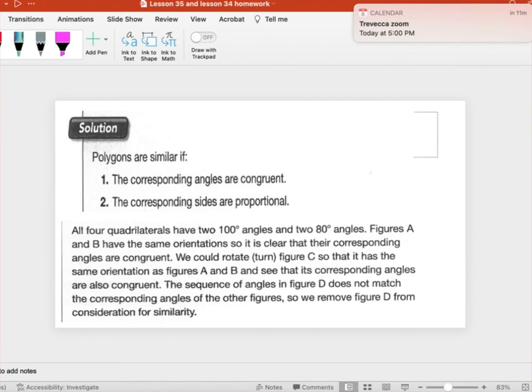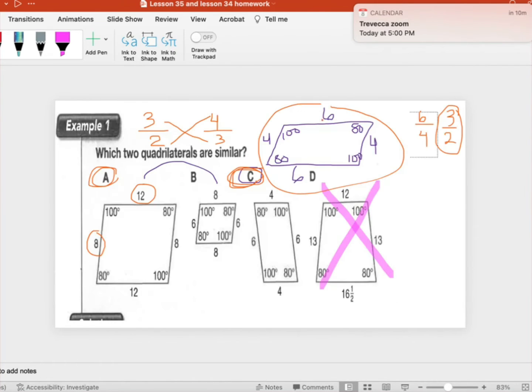Okay, so polygons are similar if their corresponding angles are congruent and corresponding sides are proportional. All 4 quadrilaterals have 2 100-degree angles and 2 80-degree angles. But we had to nix D because it did not match the same configuration as the others. Figures A and B have the same orientation, so it is clear that their corresponding angles are congruent. We could turn figure C so that it has the same orientation as figures A and B, and see that its corresponding angles are also congruent, which is what we just did when we turned this one right here.